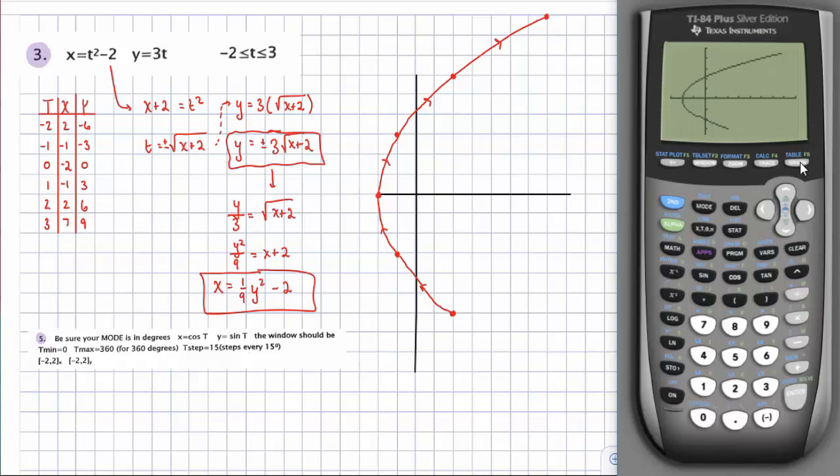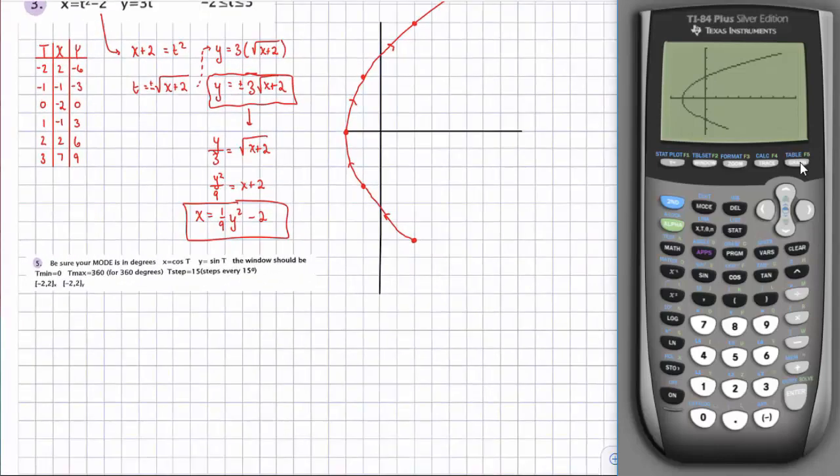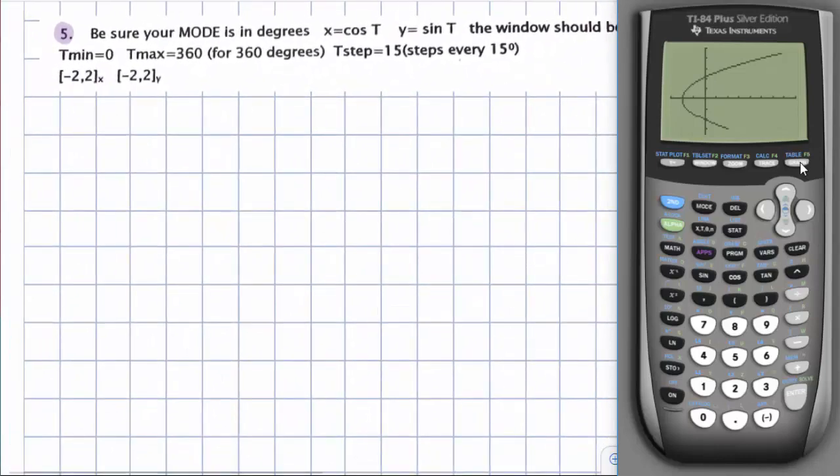Okay, so next up is number 5. We're dealing with some trig functions, and we're going to do this in degrees. You'll see the t-step is going to be 15 degrees. I'm going to graph this by hand. I'm not going to plug in every single point. A t-step of 15 degrees is a lot of points to plug in, but we'll plug in a few and we can connect the dots properly. So I'm going to do this graph by plotting points, as I said.